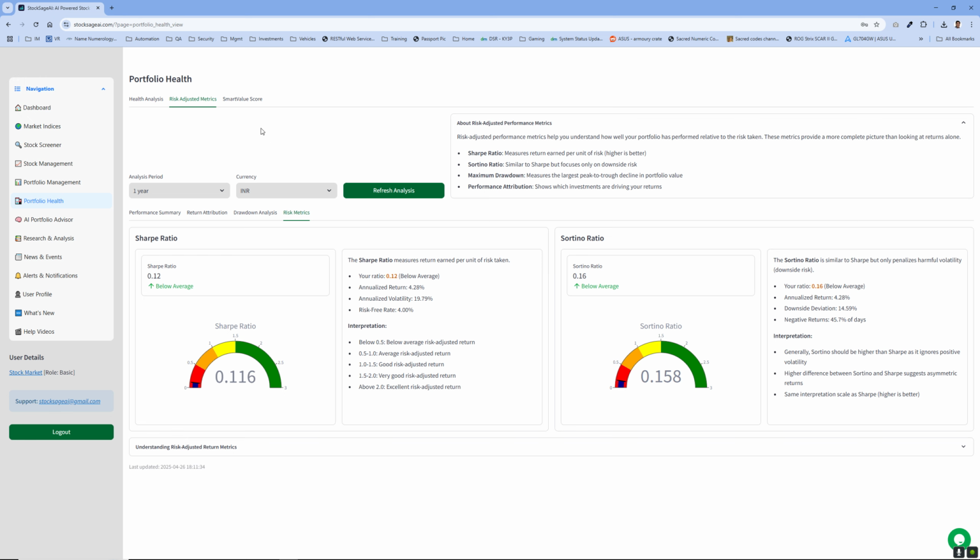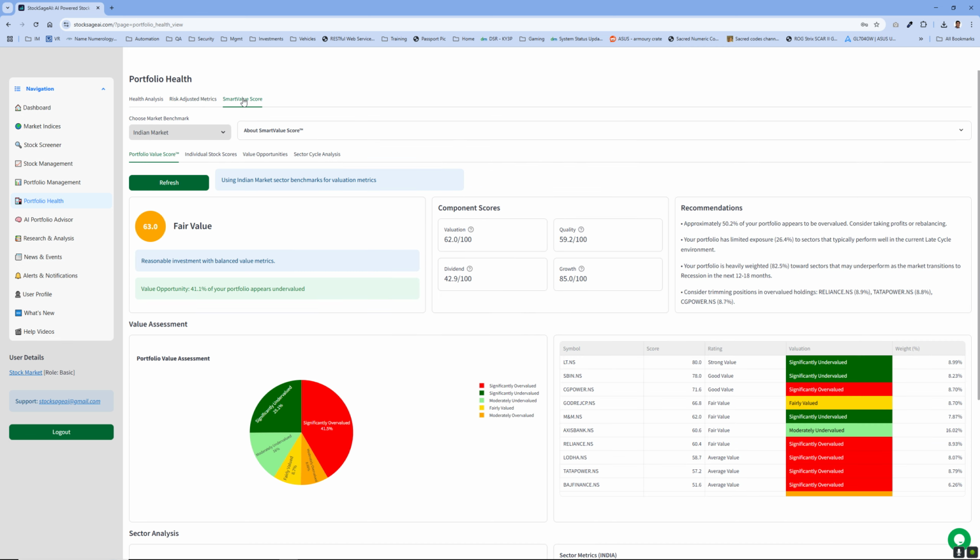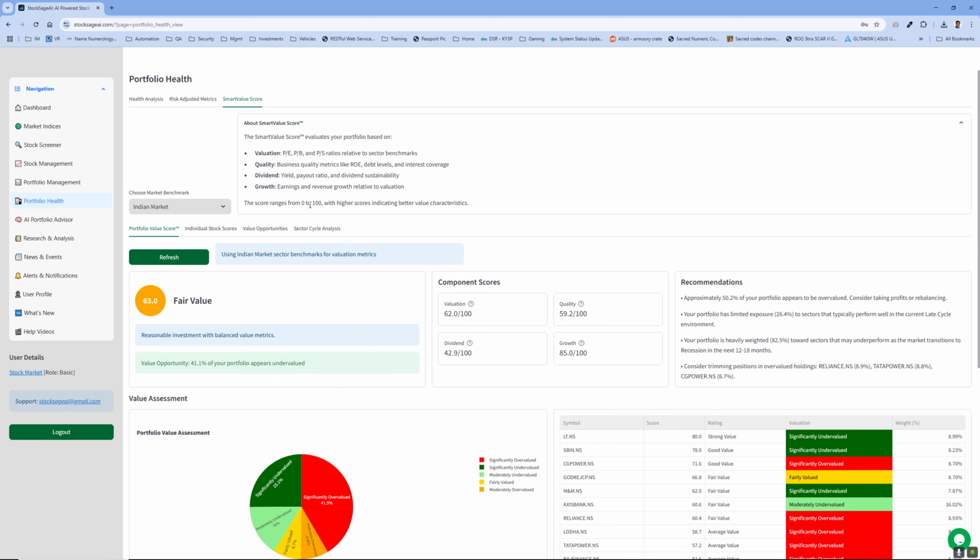Now let's move to the next tab, which is Smart Value Score. Here we have built a scoring system on four different components: valuation of the stocks, quality of the stocks, the dividend the company gives for those stocks, and the growth prospects of those stocks.